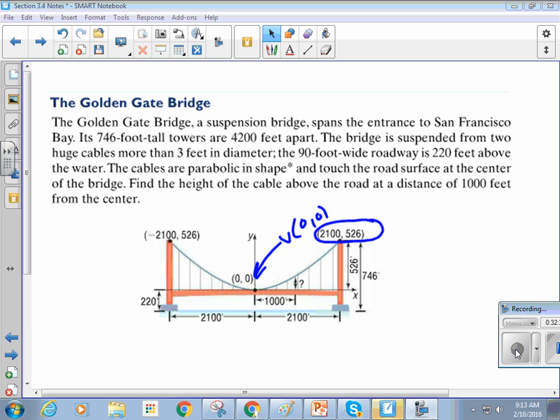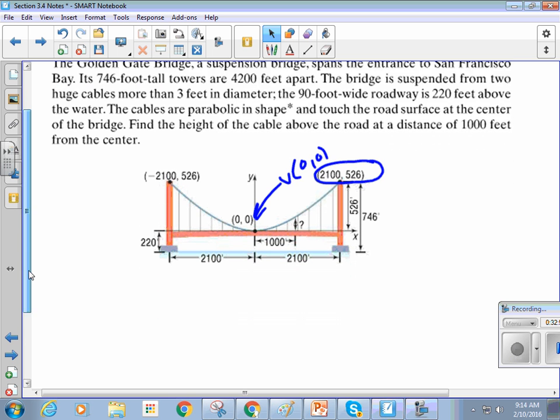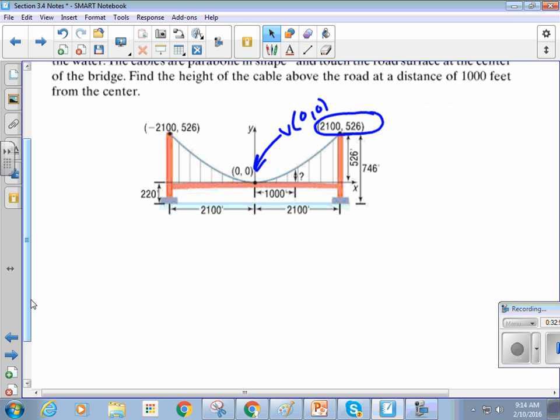All right, so for the Golden Gate, yesterday we did the learning objective, finding the equation of a quadratic using the vertex and a point on our function. And for the Golden Gate Bridge, our vertex is at 0, 0, and our point is 2,100 and 526.